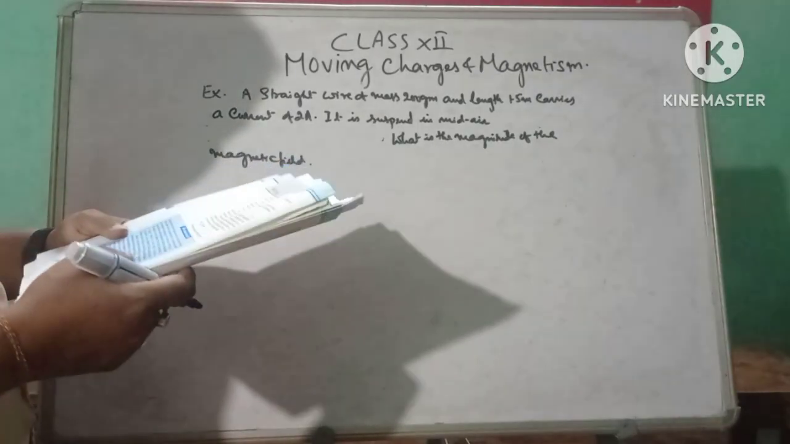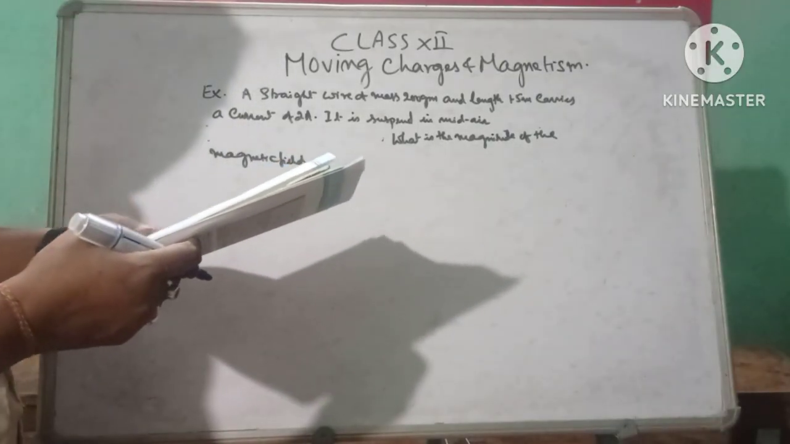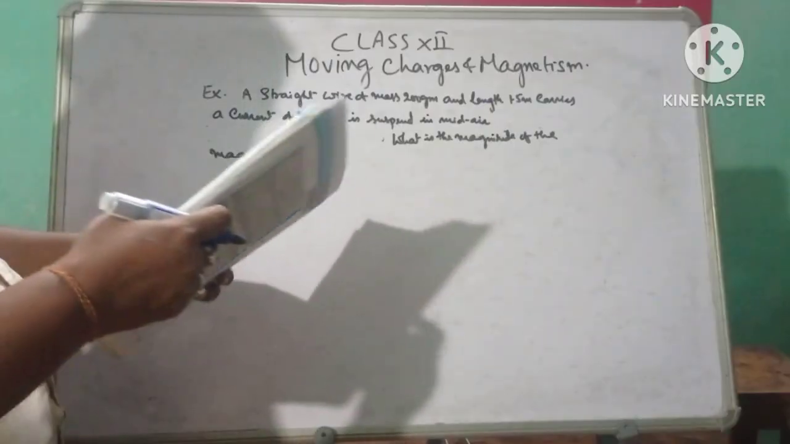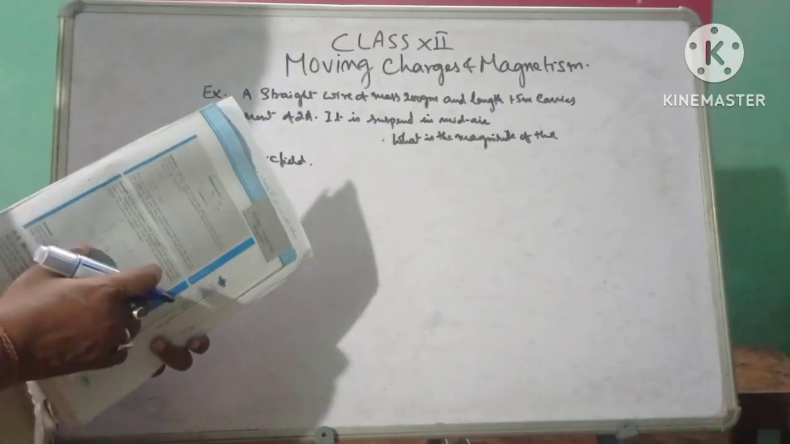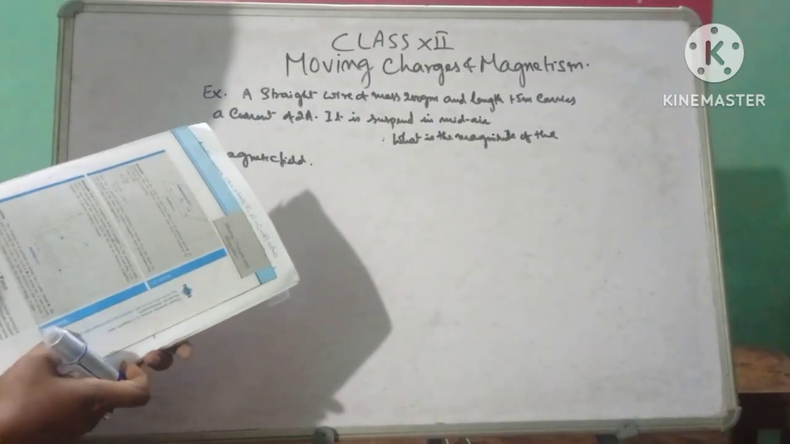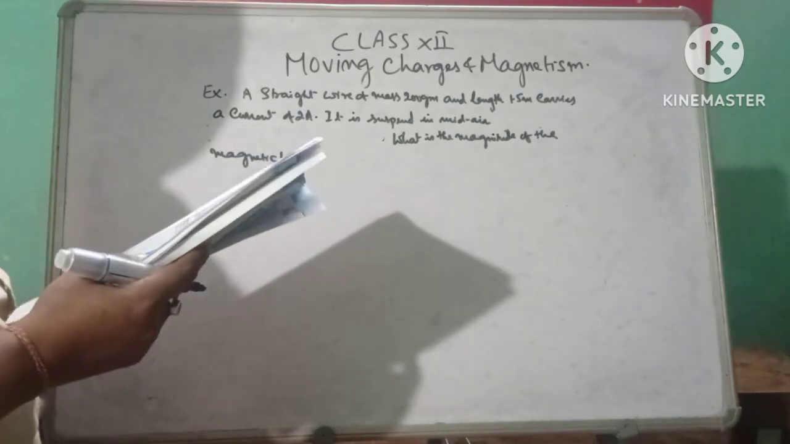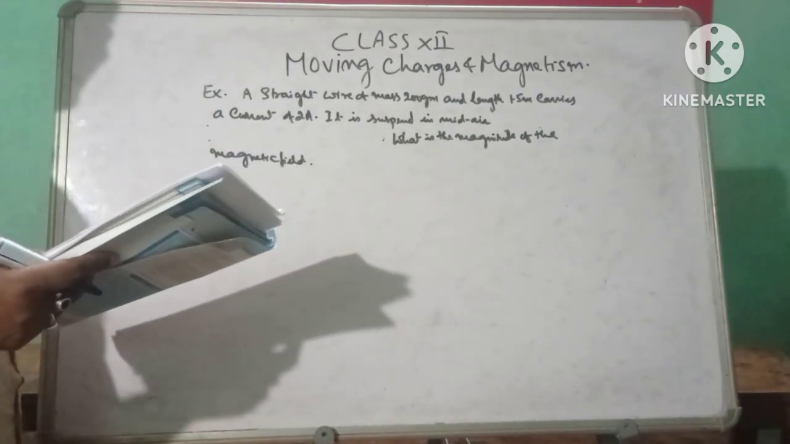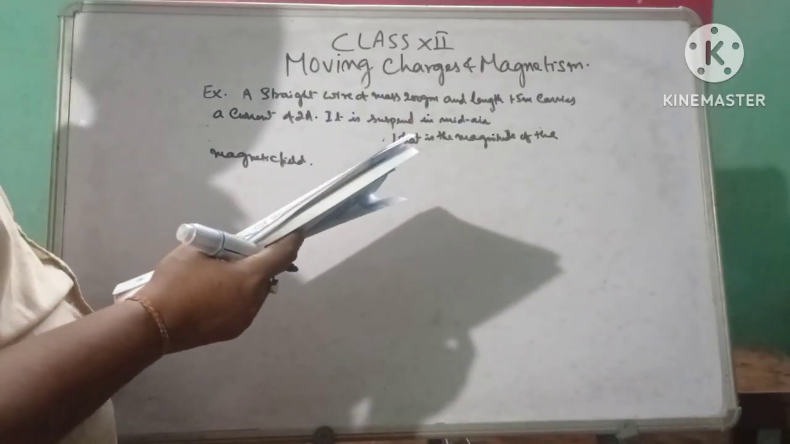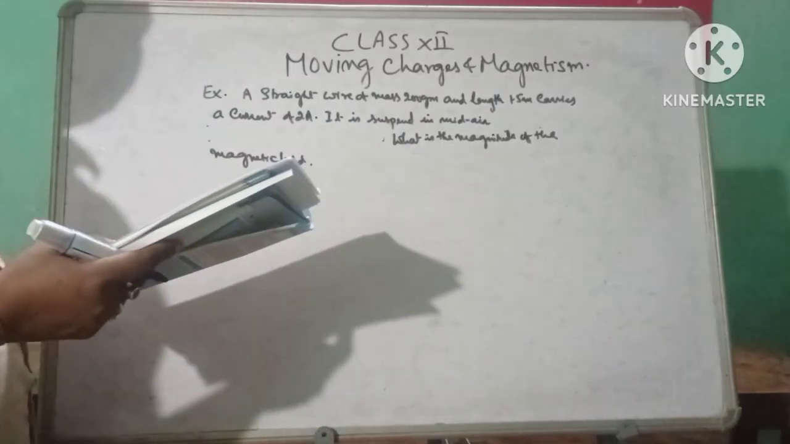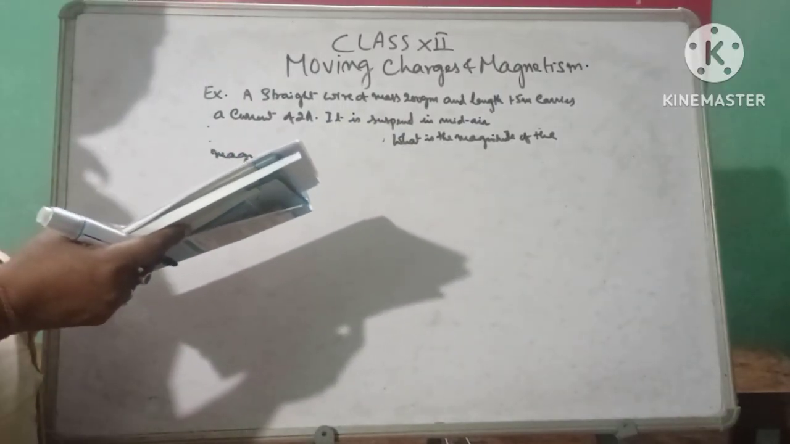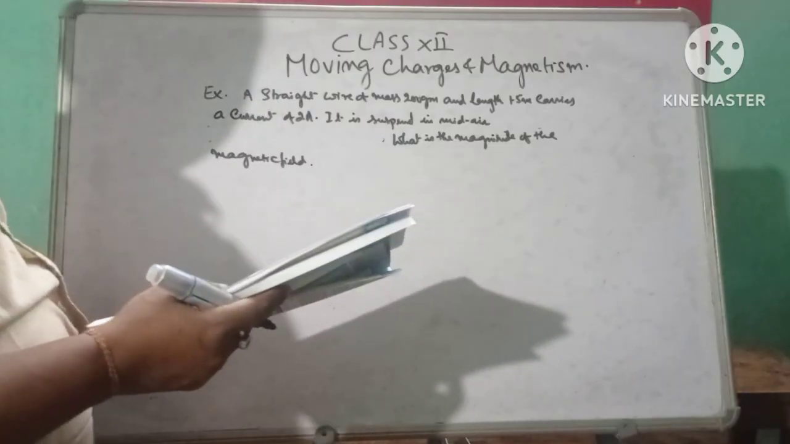So here, by a uniform horizontal magnetic field, it means a little bit clumsy. So I have made it simple. That is, a straight wire of mass 200 gram and length 1.5 meter carries a current of 2 ampere. It is suspended in midair. What is the magnitude of the magnetic field?